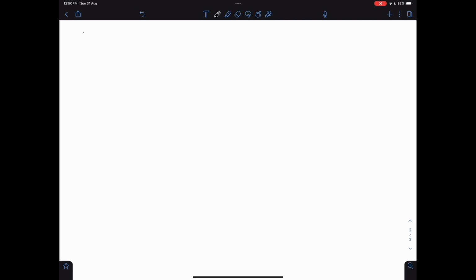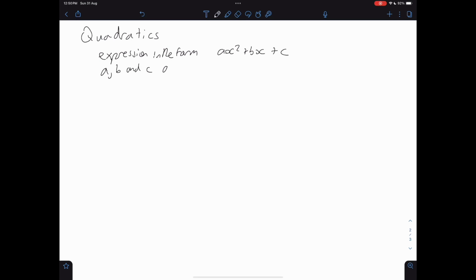Quadratics. A quadratic is an expression in the form ax squared plus bx plus c. A, b, and c are constants, i.e. just numbers. So they're not variables, so unlike x, they can't just take any value in a given set. It's just one number all the time.